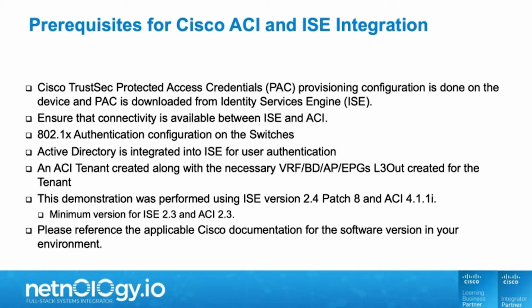An ACI tenant is created along with the necessary VRF, BD, AP, EPGs, and L3 out for the tenant. This demonstration was performed using ISE version 2.4 patch 8 and ACI 4.1.1i. Please reference the applicable Cisco documentation for the software version in your environment.